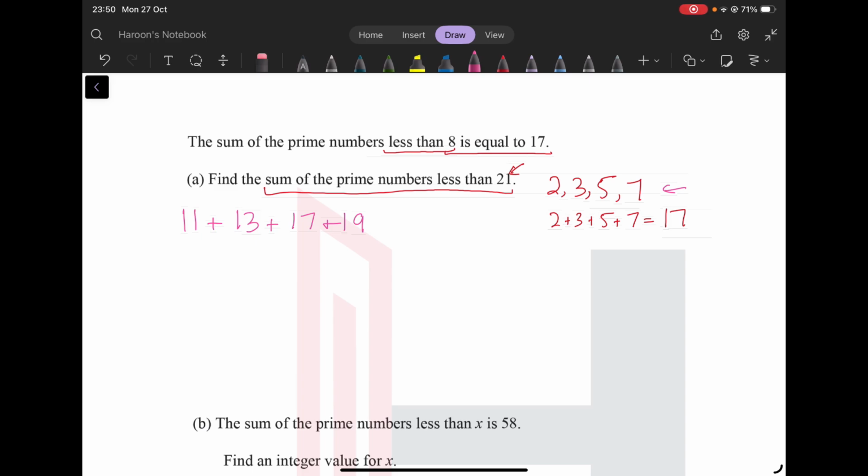So I need to add all these, and I think when we add all this, we actually get 60. This is 60, but this is just the addition of these numbers. They specified find the sum of the prime numbers less than 21. So we already had 17 for these four numbers, right? So we actually need to add these as well. So just do 60 plus 17, and that actually gives us 77. This would be the answer.